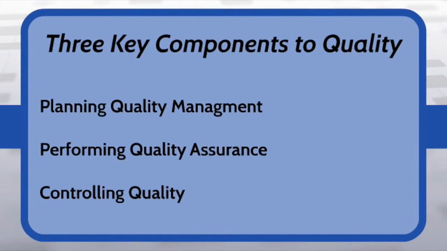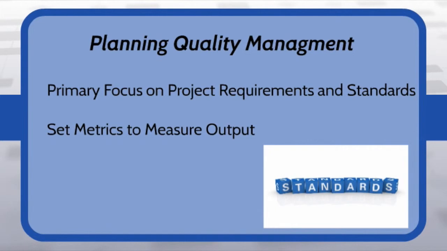Project quality management really focuses on three main processes: planning quality management, performing quality assurance, and controlling quality. Planning quality management focuses on the requirements and standards that are important to the project and how to meet them. During this process, metrics are also set to compare and measure project output. Without setting metrics, there are no standards to be held to.